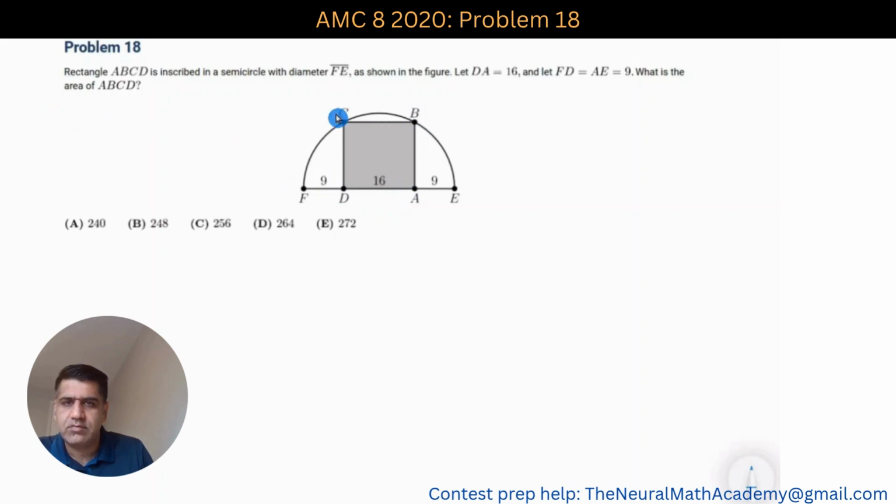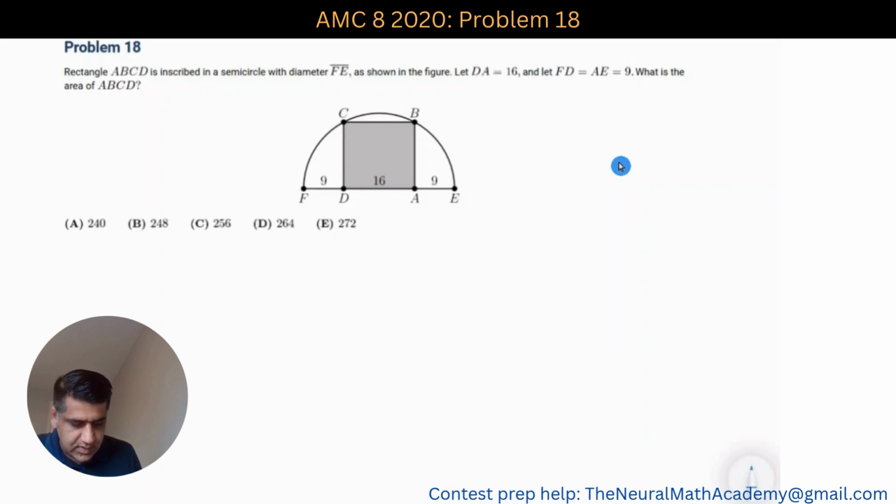find the area of this rectangle that is inscribed in this semicircle. So some of the dimensions that we are given are the length of DA, that is 16, and we are given FD equal to AE equal to 9. So we are basically given the dimensions for this and for this segment as well. And we have to tell what is the area of ABCD.